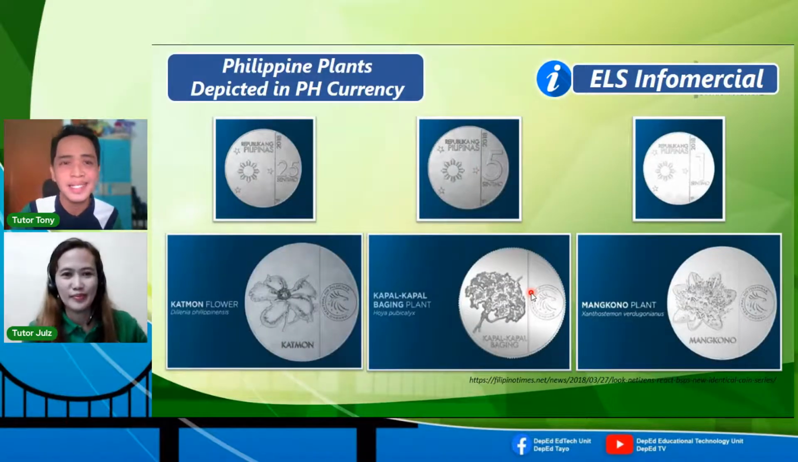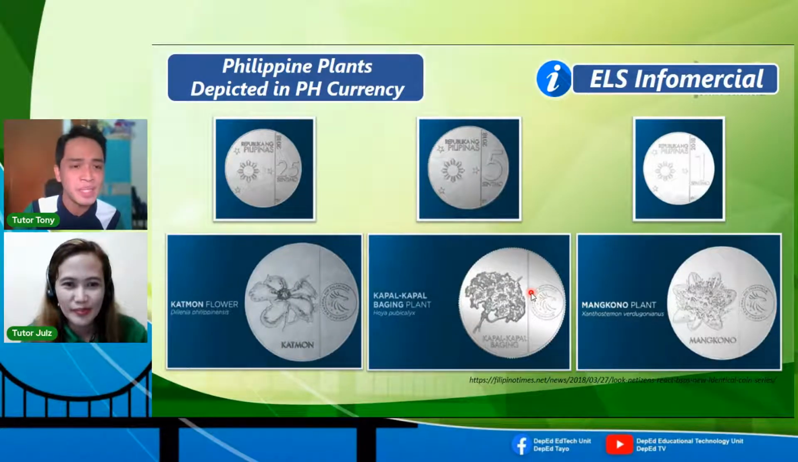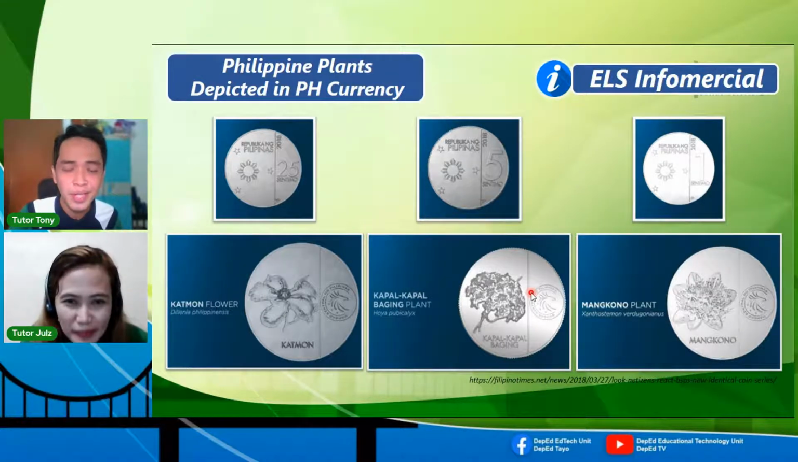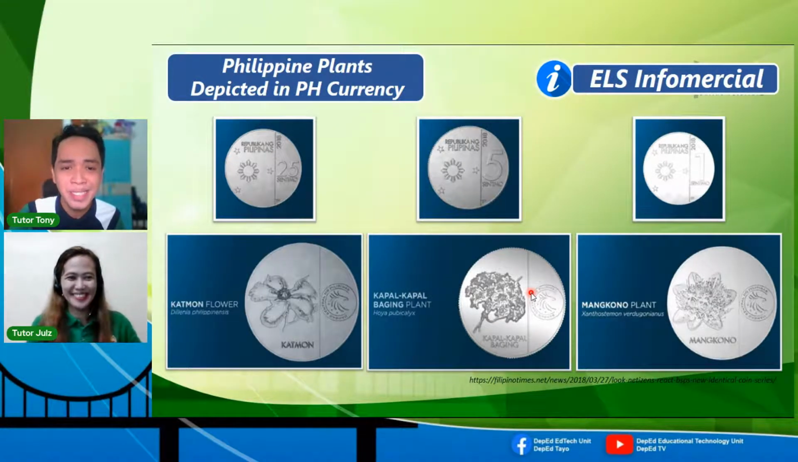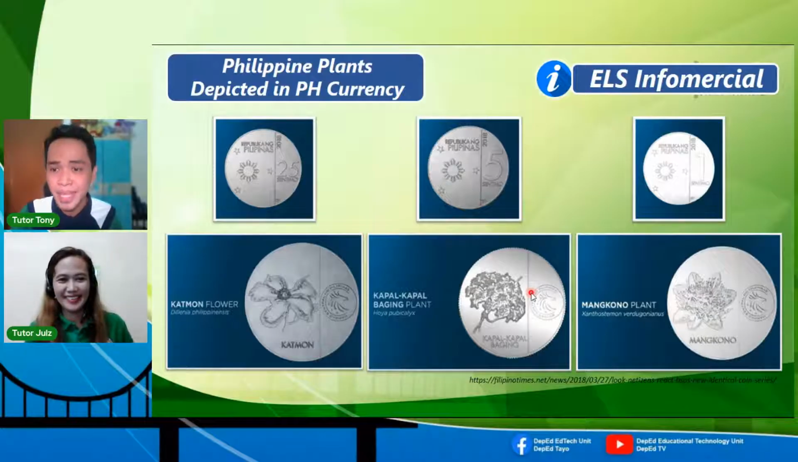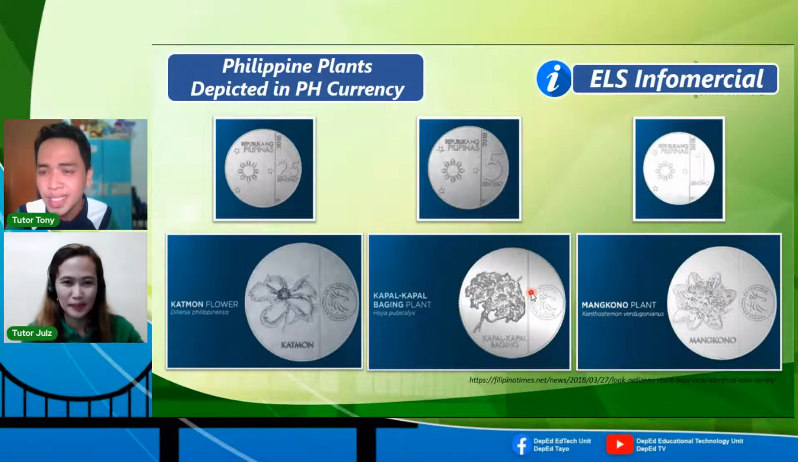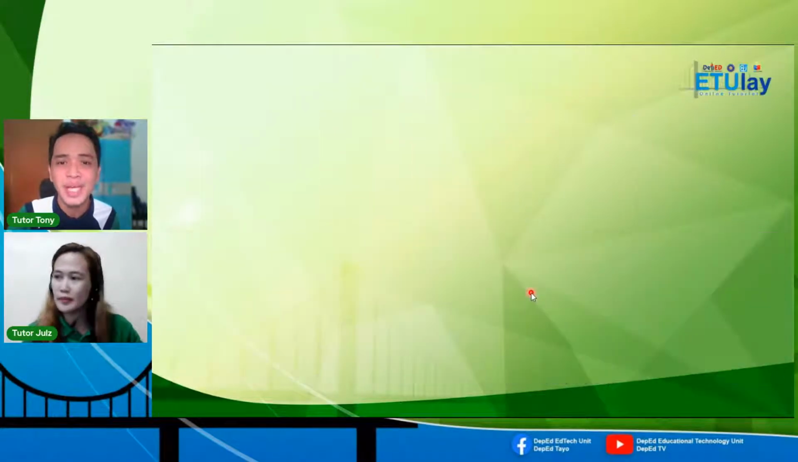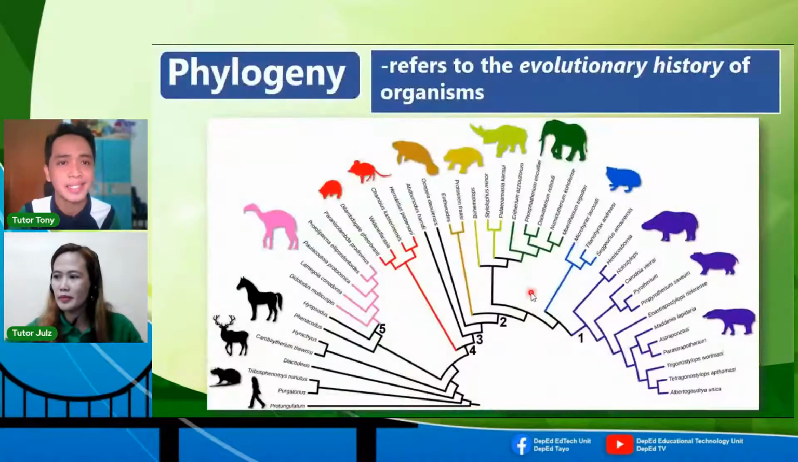Sa mga centimos naman, sa 25 cents, we have the katmon flower. Hindi na mabasa ng lola mo, sir. Oo, ako na lang po, ma'am. Sa 5 cents, we have the kapal-kapal bagging plant. And finally, for the 1 cent, ayan, mga sinusukli sa atin sa grocery, the mangkono plant. Ayan, di ba? So from these small items, we can still learn science.